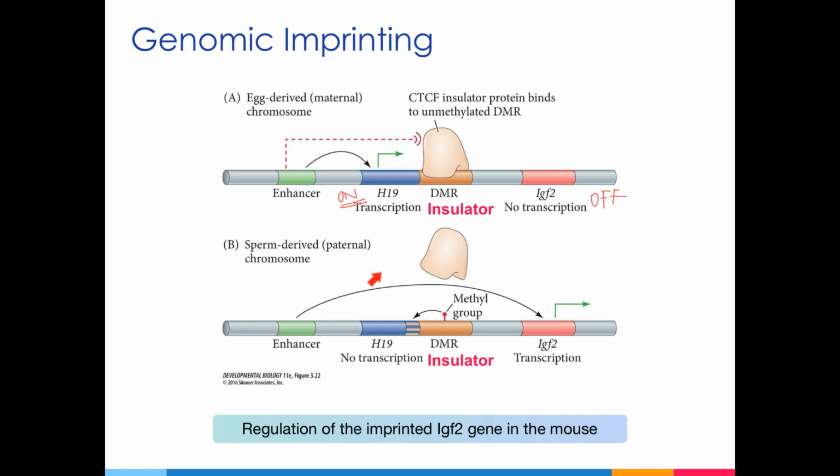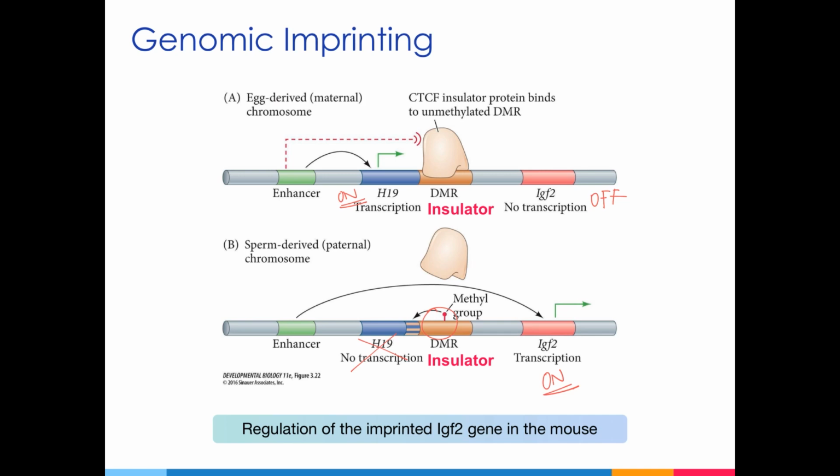In the paternally derived allele, there is a methyl group present at the insulator, so that prevents the insulator factor from binding to the insulator sequence. As a result, the enhancer in this region can activate the IGF2 promoter. So IGF2 is expressed from the paternal copy. At the same time, this methyl group represses the expression of H19.